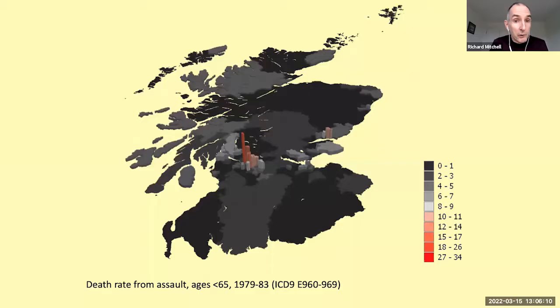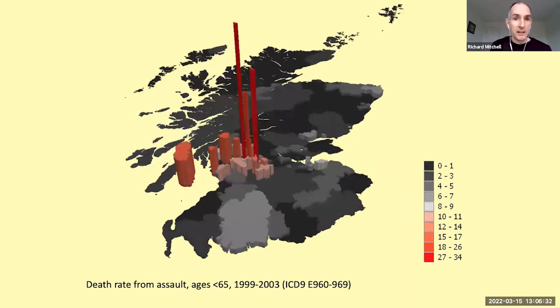We can be a bit more flash, so we can draw maps of change over time, and we can do them in funky ways. So this is a kind of cross between a bar chart and a map. So this is Scotland. These are deaths from assault in the late 70s. What I'm going to do is jump forward 20 years. So you'll see the shift.